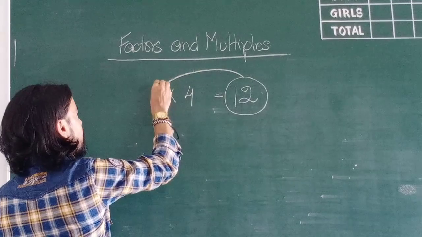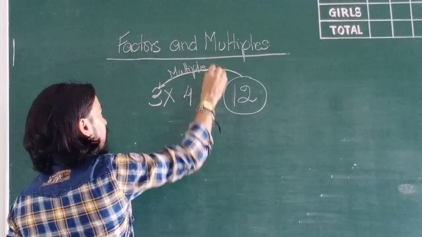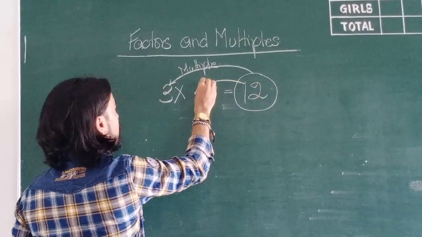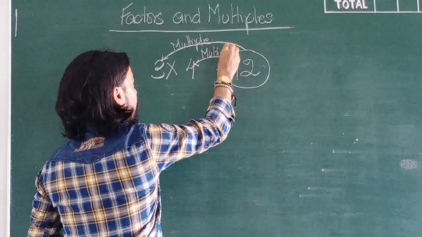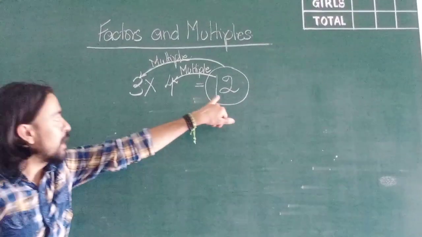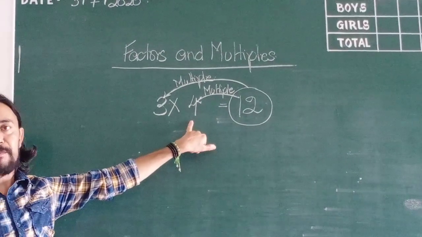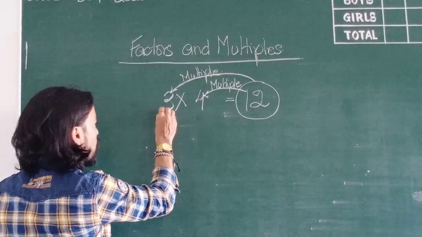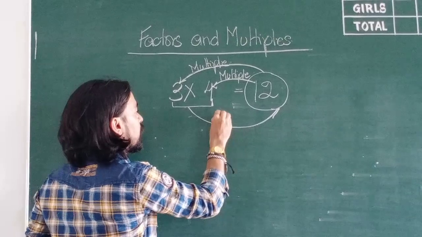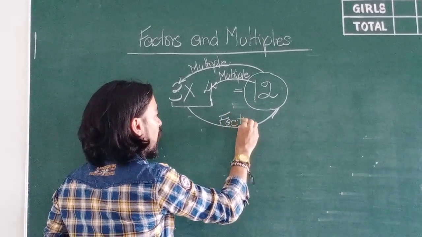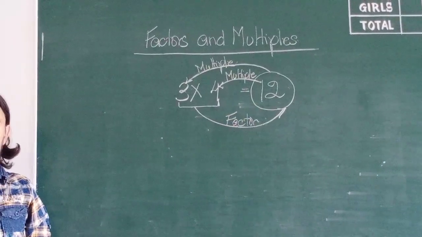Now, 12 is a multiple of 3, and so is it a multiple of 4 also. Because 12 comes in 3 times table and 12 comes also in 4 times table. But 3 and 4 both together are factors of 12. Why a factor? Because they divide 12 completely without leaving a remainder.